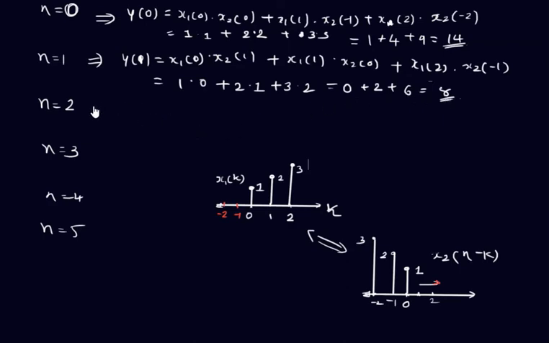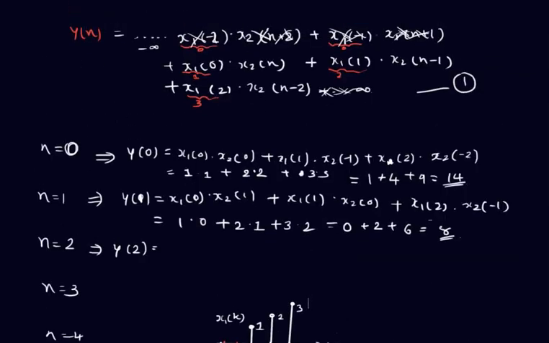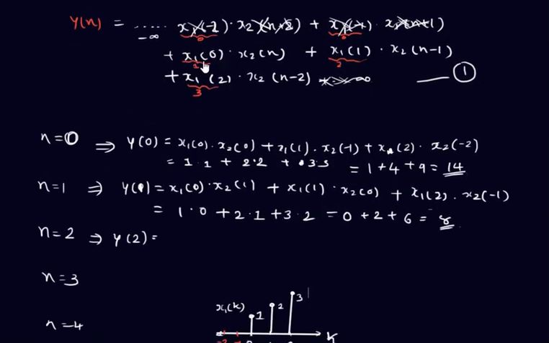Now let us consider n is equal to 2. If we put y of n, with n replaced by 2, we have y of 2 is equal to this. Now let us write this sequence again. What we will have at the output side: x1 of 0, x1 of 1, x2 of 1 will be the same. So again I am writing x1 of 0 plus x1 of 1 plus x1 of 2 as it is. Now we have to put the separate values of x2 of n, x2 of n minus 1 and x2 of n minus 3.